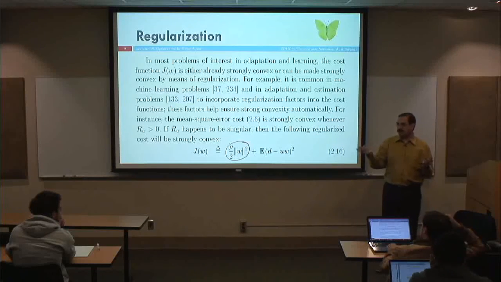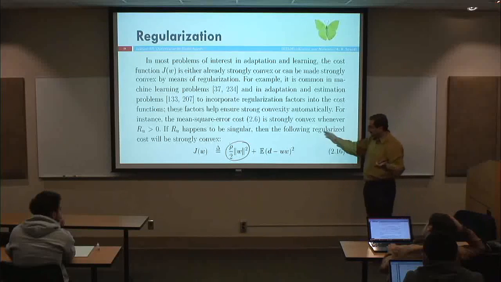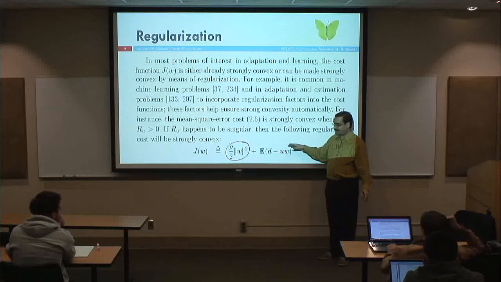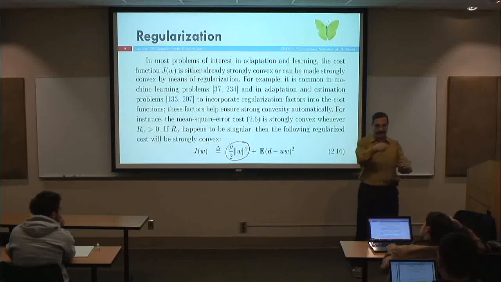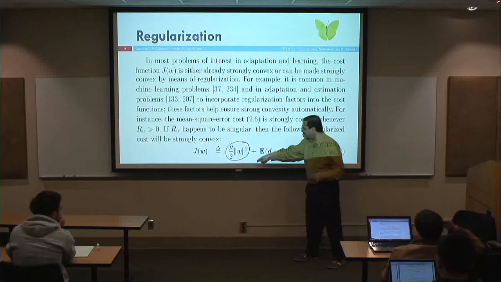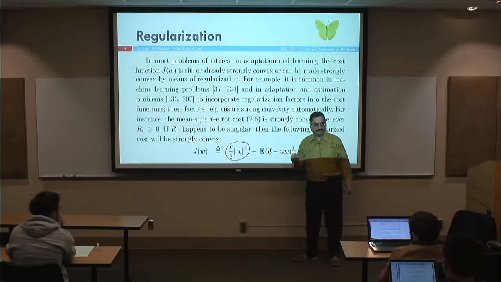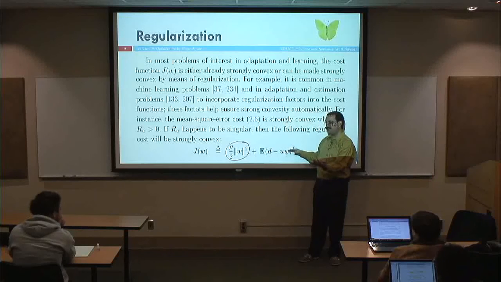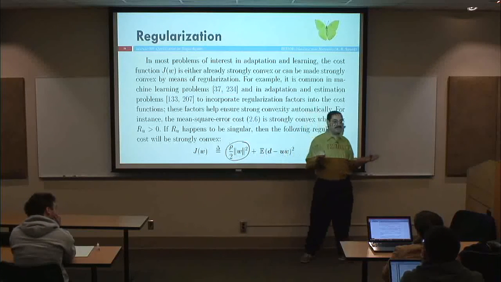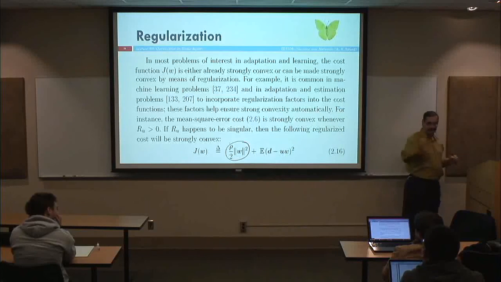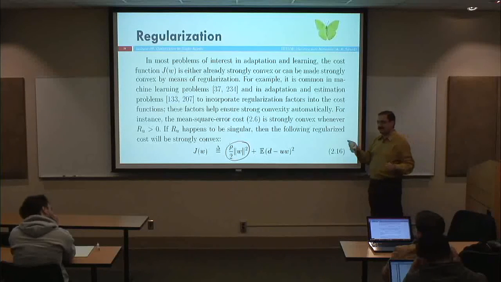What's the Hessian? 2RU, right? It's not necessarily strongly convex anymore. You can make it strongly convex by adding this regularization term, right? Because the Hessian matrix in that case will include a new term which is rho I. Even if RU is non-negative definite, rho I will make it strongly convex, right? And that was the same thing we did for the logistic loss.